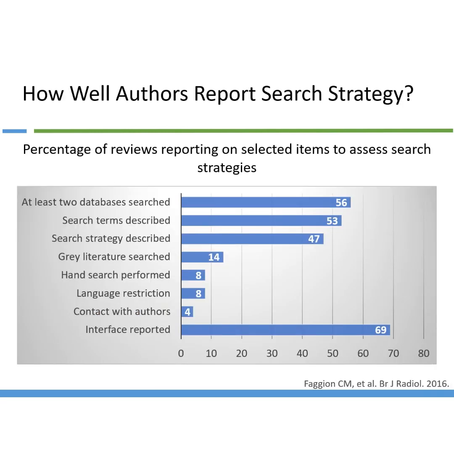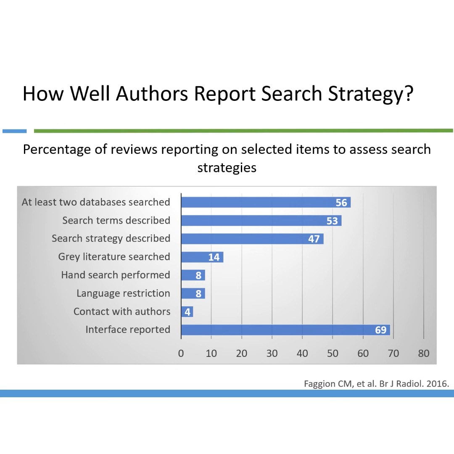How do authors report search strategy? This shows the percentage of reviews reporting on selected items to assess search strategy. They found that at least two databases were searched 56% of the time. Search terms described only 53%. Search strategy described only 47%, unfortunately. Gray literature searched only in 14%. Hand search performed only in 8%.